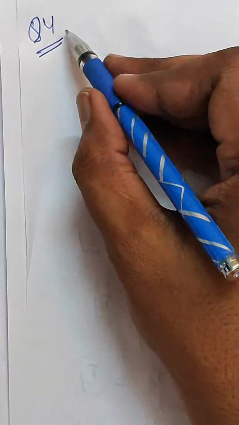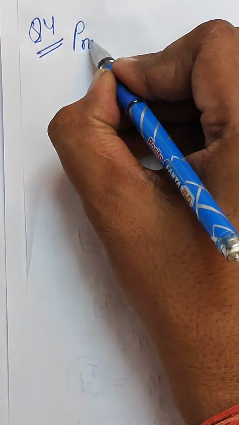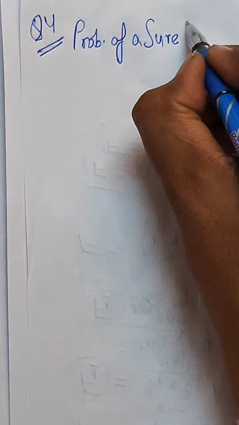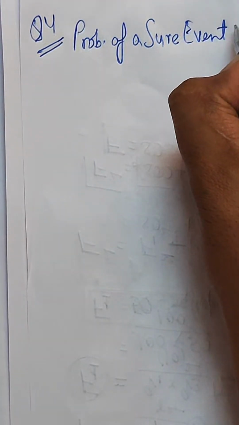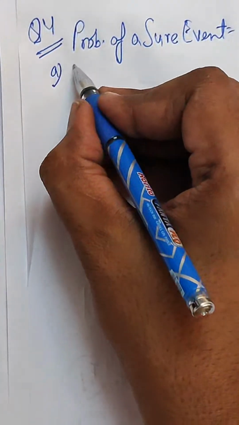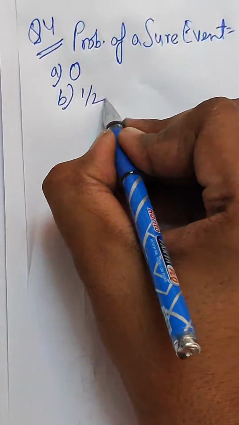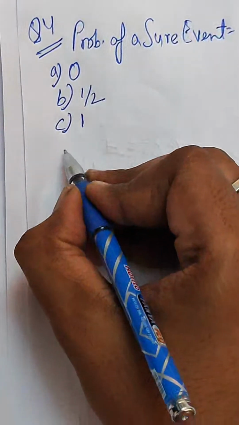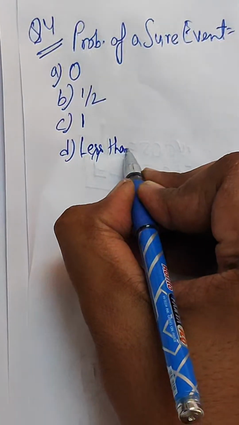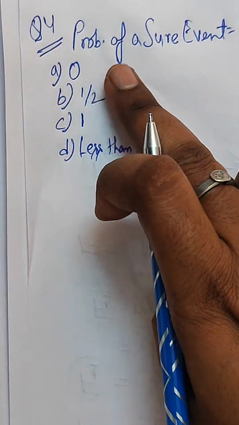A sure event, that means which is going to happen, confirmed. Probability of a sure event is equal to, we have four options with us: 0, half, 1, less than 1. So student, it's confirmed that probability of a sure event.